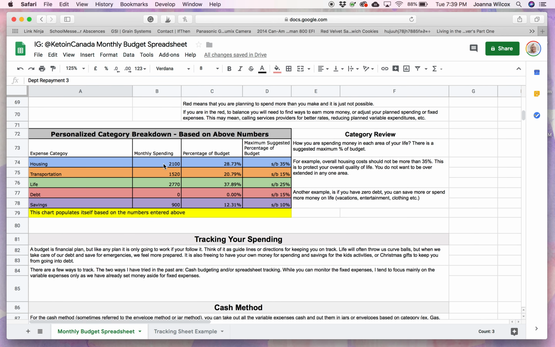So in this situation, it's saying we're paying 28% for housing. You don't want to go up to 35%. If you fill out your information and you do find that you're at 40%, what that means is you're overextended in the housing category.